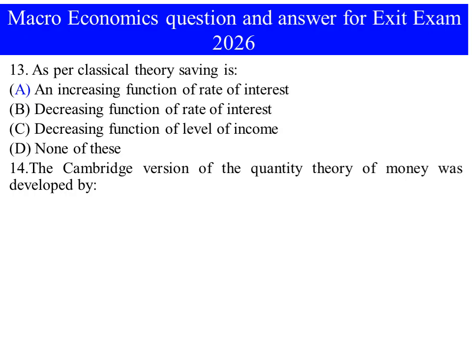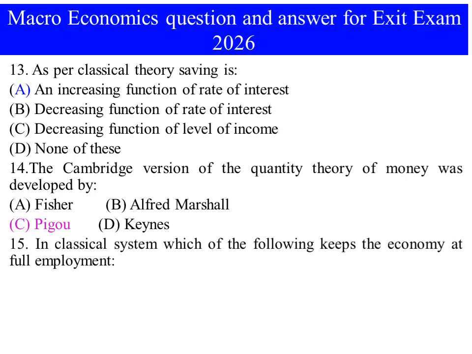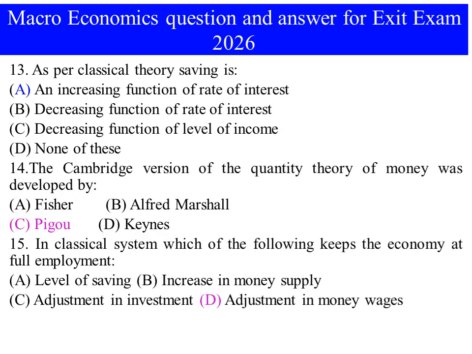Number 14, the Cambridge version of the quantity theory of money was developed by A. Fisher, B. Alfred Marshall, C. Pigou, D. Keynes. So the answer is Pigou. Number 15, in the classical system, which of the following keeps the economy at full employment? A. Level of saving, B. Increase in money supply, C. Adjustment in investment, D. Adjustment in money wages. The answer is adjustment in money wages.